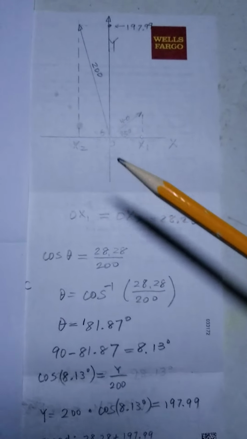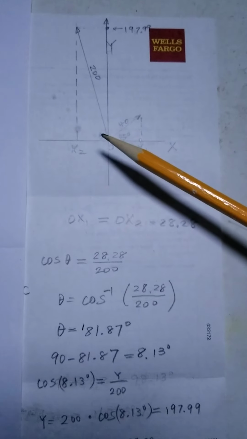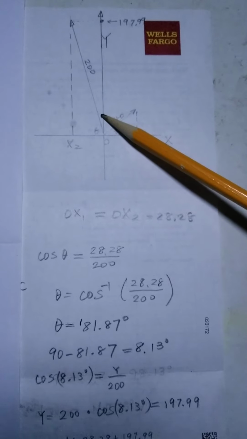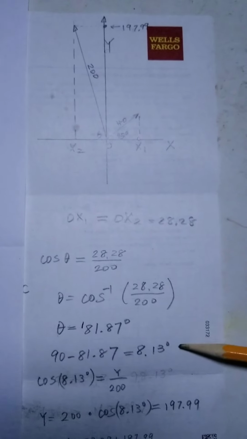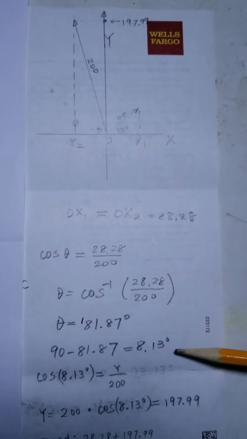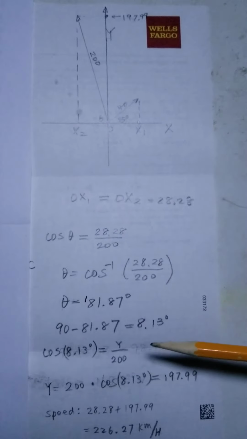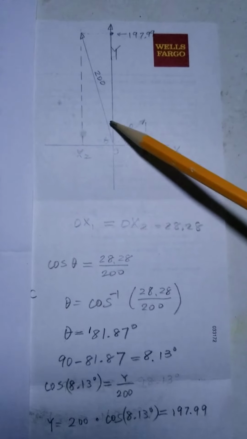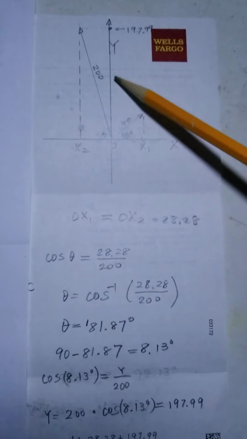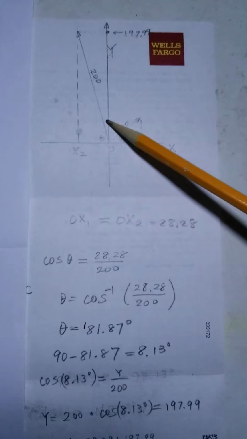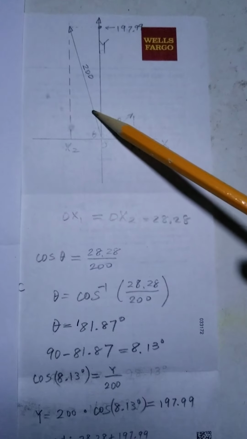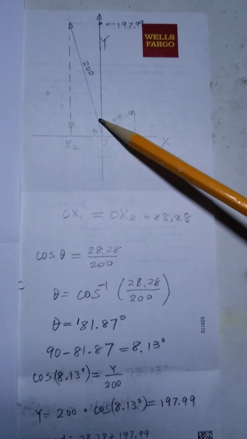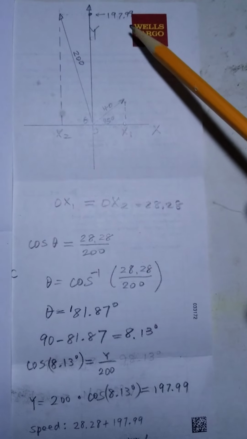Then this is, the big angle is 81.87, so this is only 8.13. Okay, then you can do a cosine of this one to figure out this. Okay, because for this angle 8.13, this is hypotenuse and this is adjacent, right next to the angle, and this comes out to be 197.99.